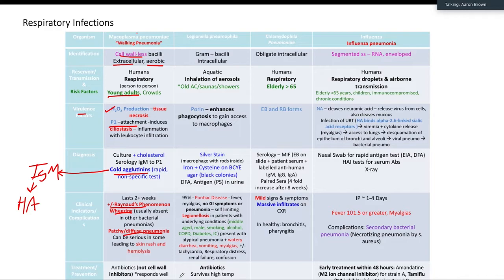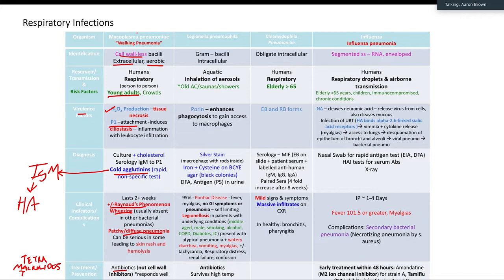We can give antibiotics. Usually the antibiotics we'll want to give are going to be macrolides. We can give macrolides, and we can give tetracyclines. Tetracyclines and macrolides are going to be our go-to antibiotics.